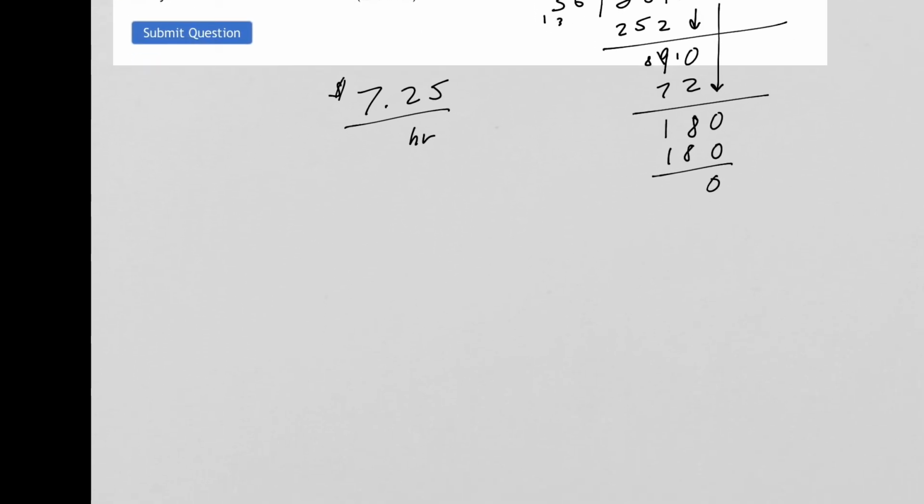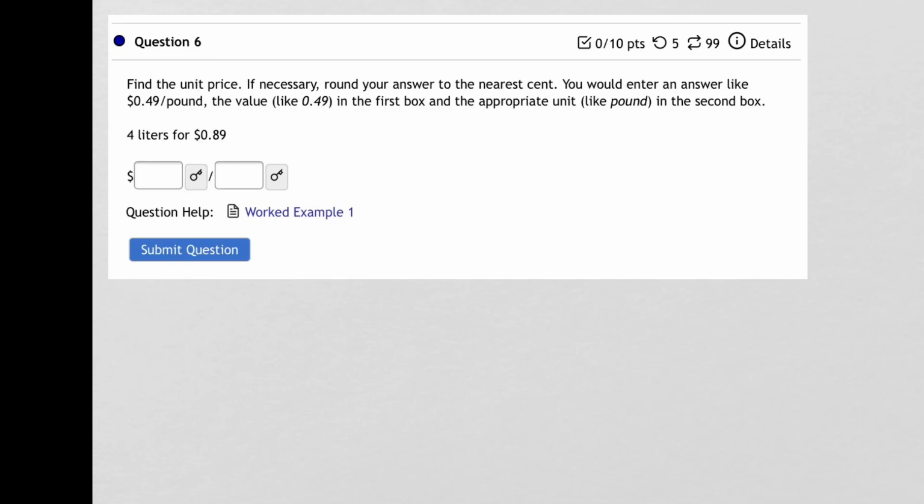Okay. All right, and then let's do one more question. So this question says, find the unit price. If necessary, round your answer to the nearest cent. You would enter an answer like $0.49 per pound, the value like 0.49 in the first box, and the appropriate unit, they want the unit in the second box. Okay, so in this case, they're telling us 4 liters of whatever it is cost $0.89, right?